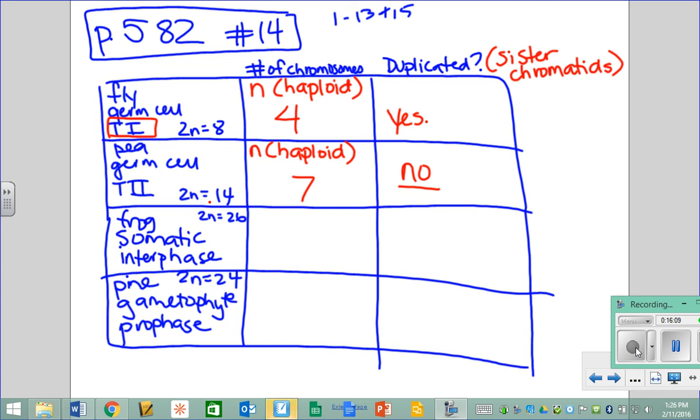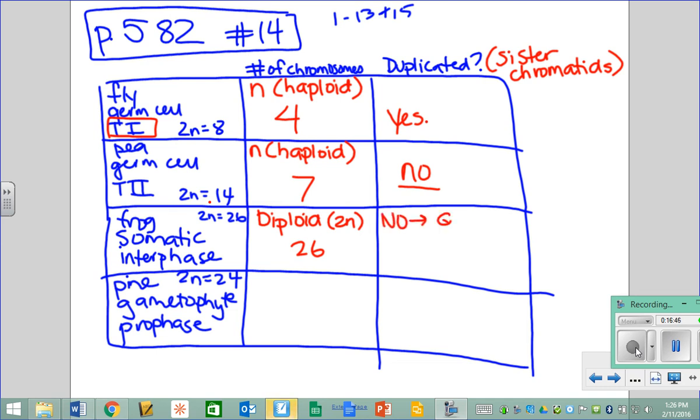Now the next one is the frog cell. It's a somatic cell, so not one that is going to make gametes. And it's in interphase. If a cell is in interphase, it should always be diploid, so 2N, so it should have 26 chromosomes. Now this is the only spot on the table where I think that there is more than one answer. Are the chromosomes duplicated in interphase? The answer could be yes, or it could be no.